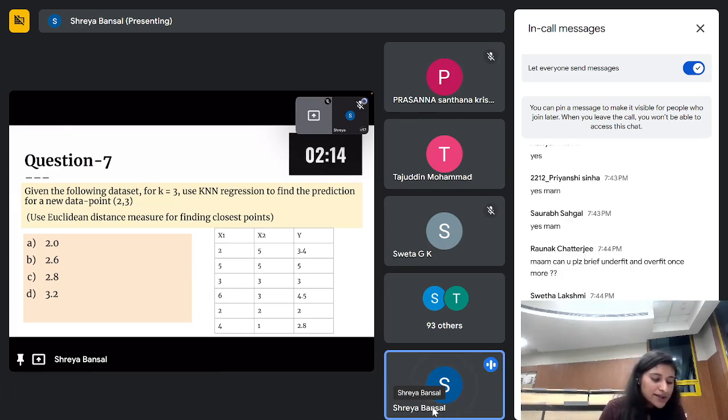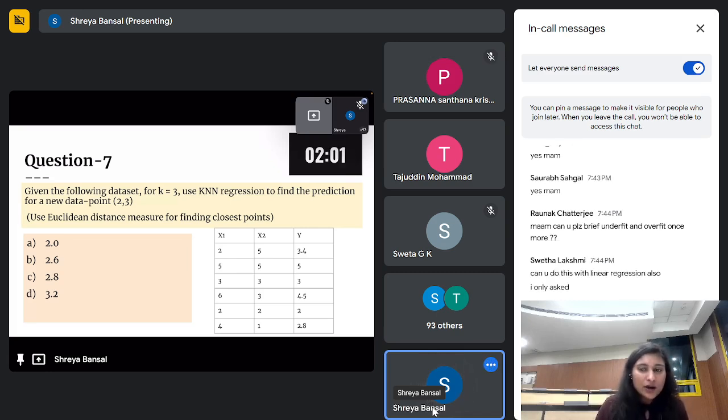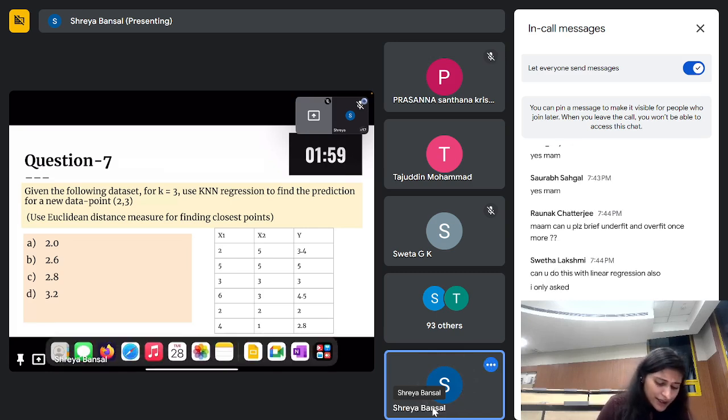Okay, thank you. So, KNN regression. Let me know who doesn't know about KNN regression, as it is given in your lectures also. If you don't know anything about it, then we'll discuss it in detail. KNN means K nearest neighbor.